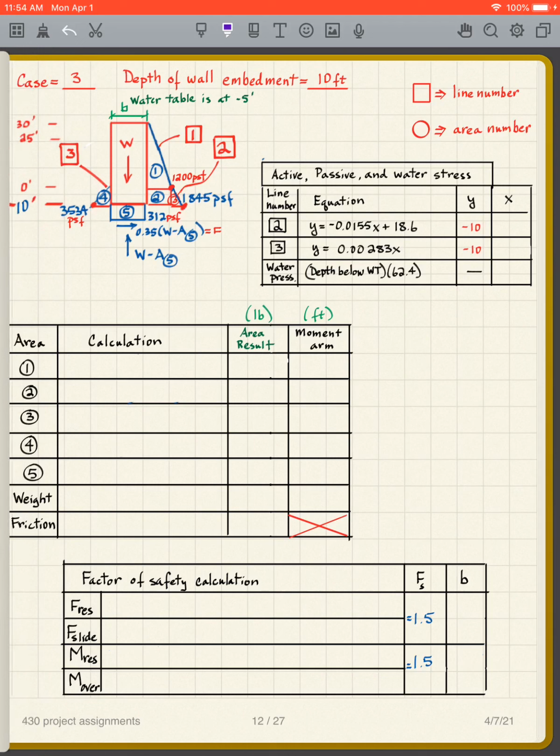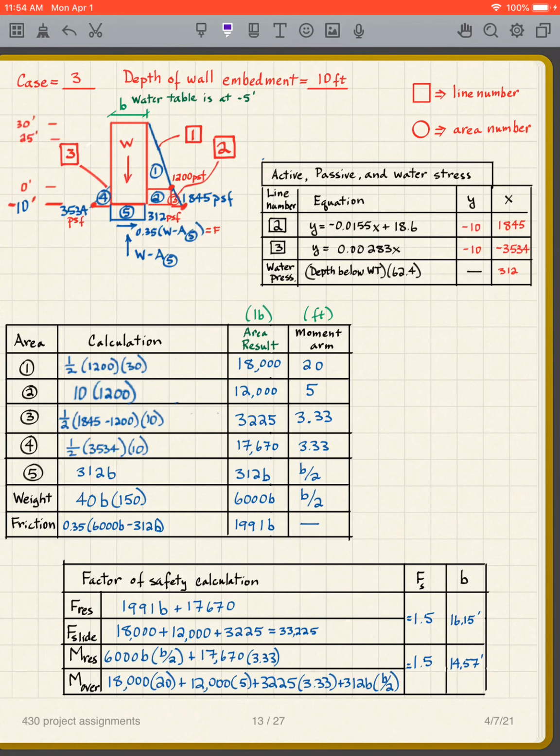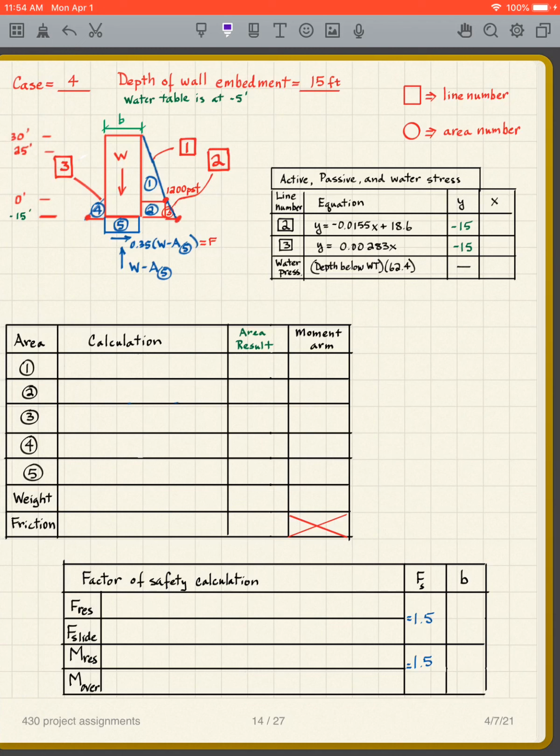That's case 2. Case 3, we go down to 10 feet below the ground surface, and again, we want to find B. Now remember, the water table is at minus 5 feet. So when I put the wall down 10 feet, I'm going to be 5 feet below the water table. And then case 4, I'm going to do that one for you, but case 4 is we're down 15 feet, and again, the water table's at 5 feet, which means in this particular case, we're 10 feet below the water table.